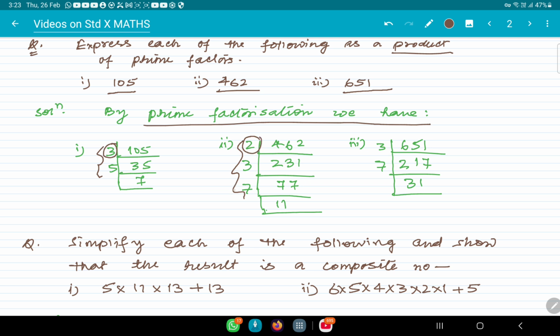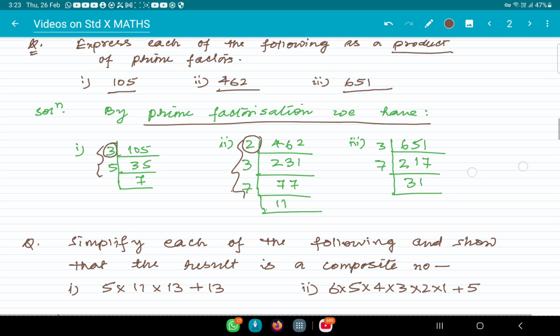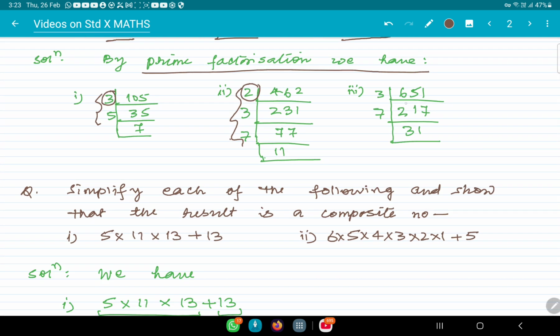You can't rearrange this order. If you rearrange this order, then your solution will become wrong, because you have to use the smallest number or smallest digit first. So this is the prime factorization of these numbers. For 651, you can also do it with 3 and 7.